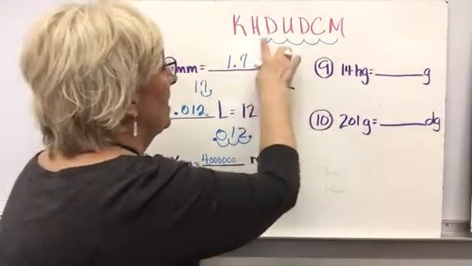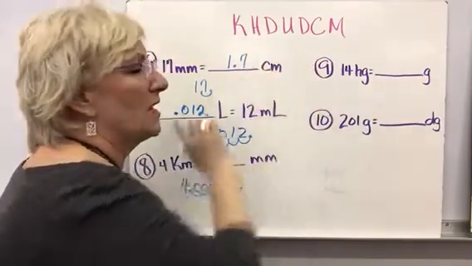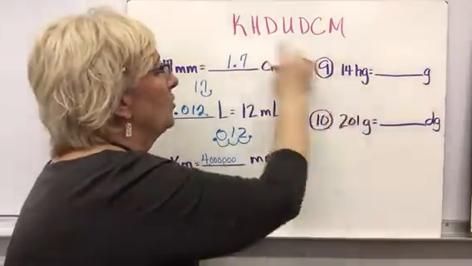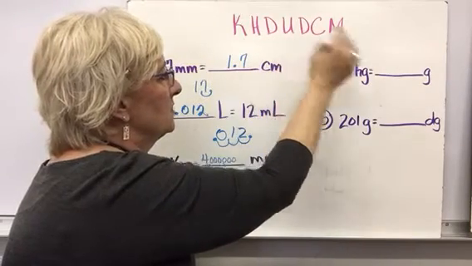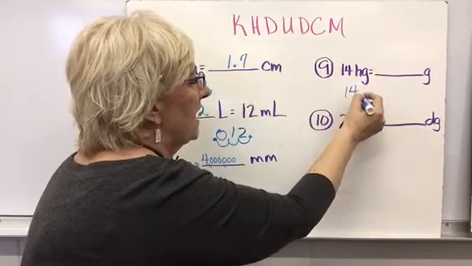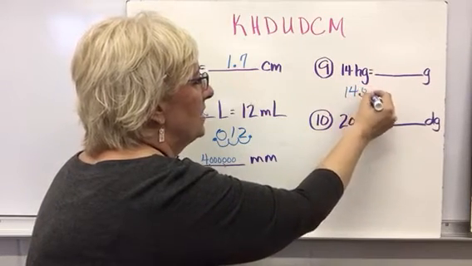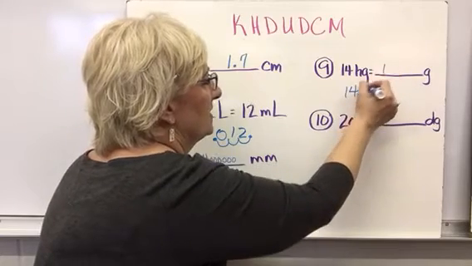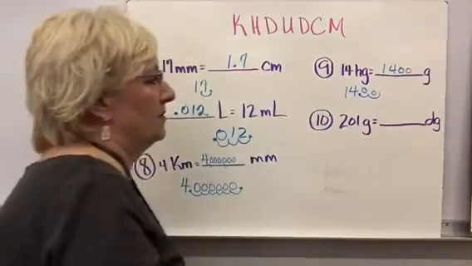Okay? Now my next one is going to be going from hectograms, which we don't hear a whole lot about, all the way to grams. So I'm going to go from hectograms to 1, 2, my unit measurement to the right. So 14, I know the decimal behind it is going to go over 2 places to the right. So that has got to be filled in with zeros, and this is going to be 1,400 grams.